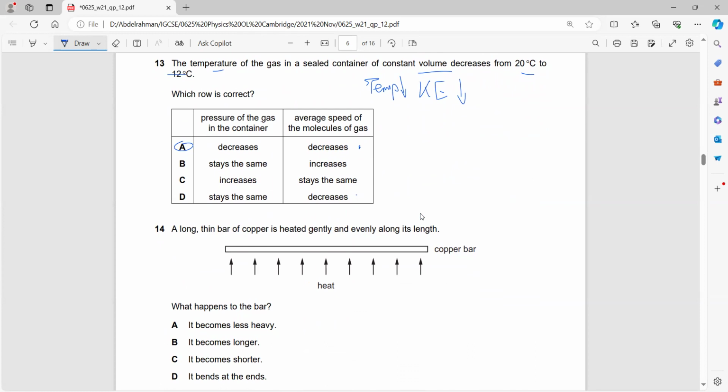A long, thin bar of copper is heated. What happens to the bar? It's quite easy. When you heat anything up, what happens? Thermal expansion. So it basically becomes longer.